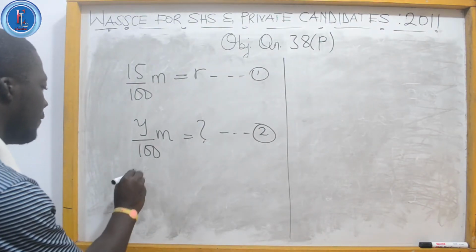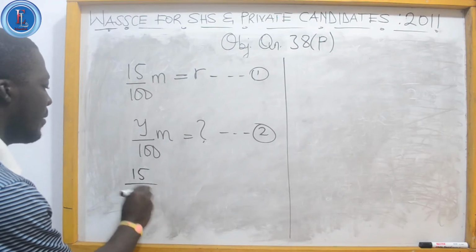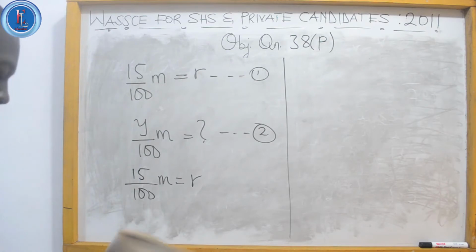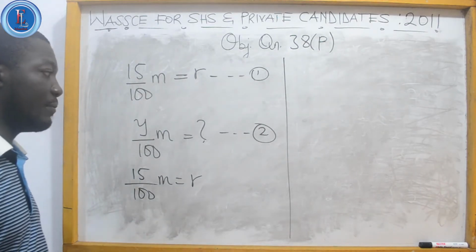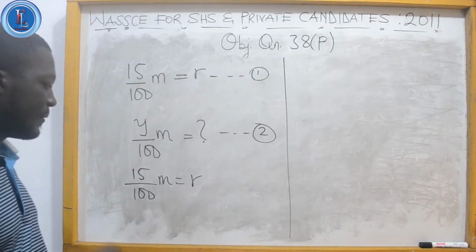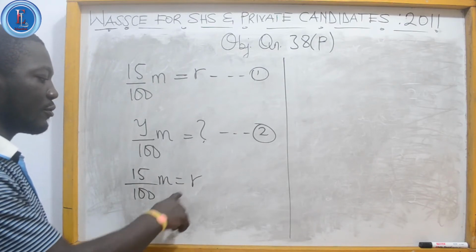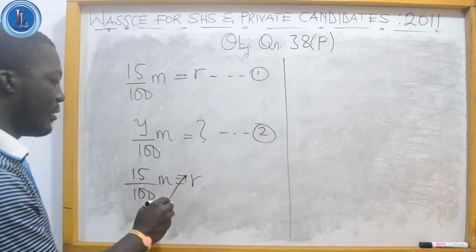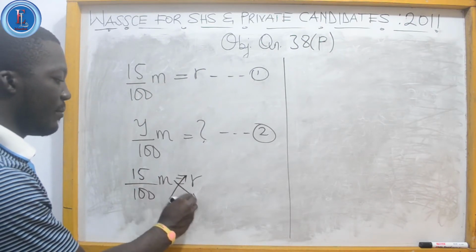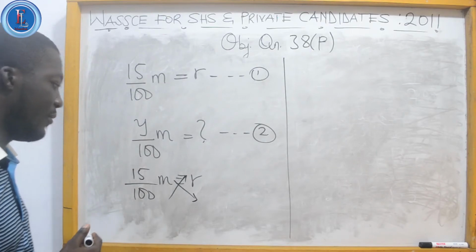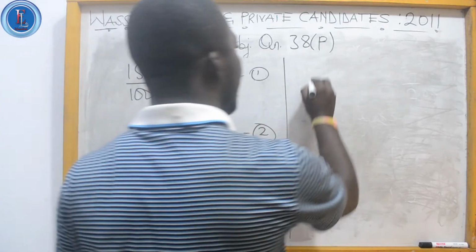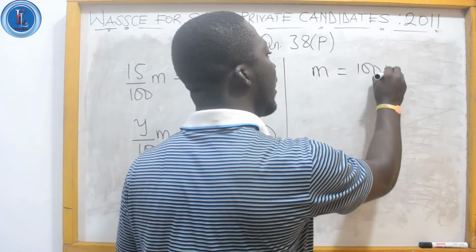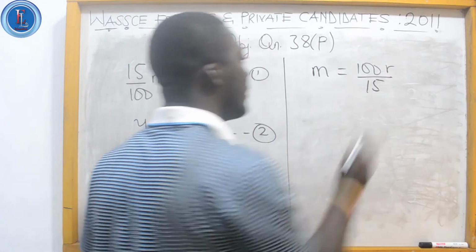So 15 divided by 100 m is equal to r. Making m the subject, we can do cross multiplication, meaning that this 100 will cross to the other side, and 15 can also come down. Then the m will stand alone. Then we will have m is equal to 100r divided by 15.